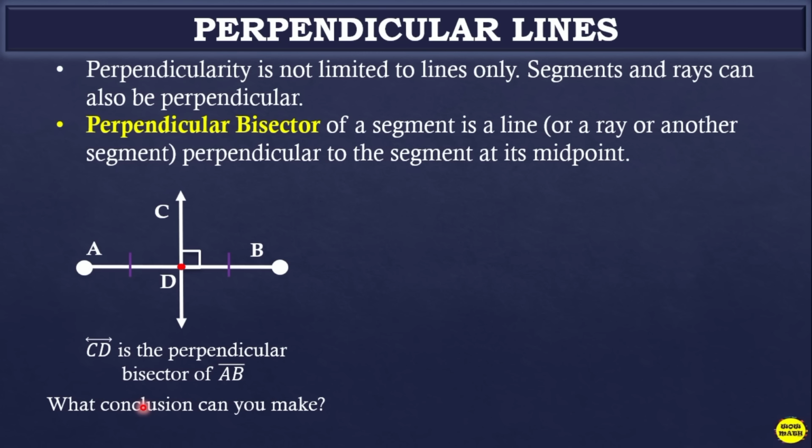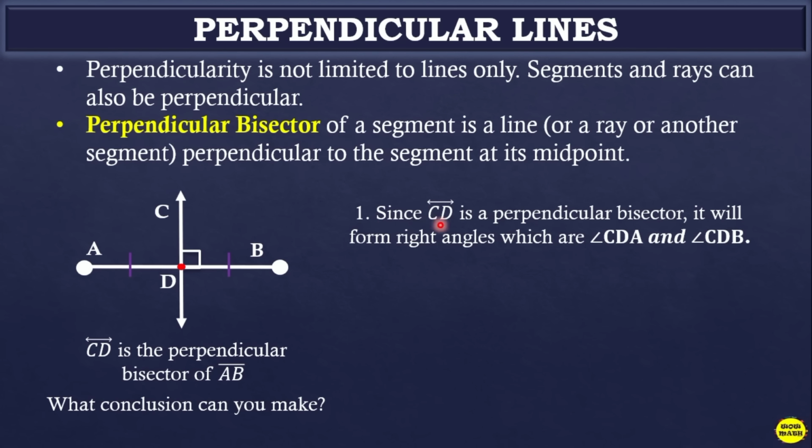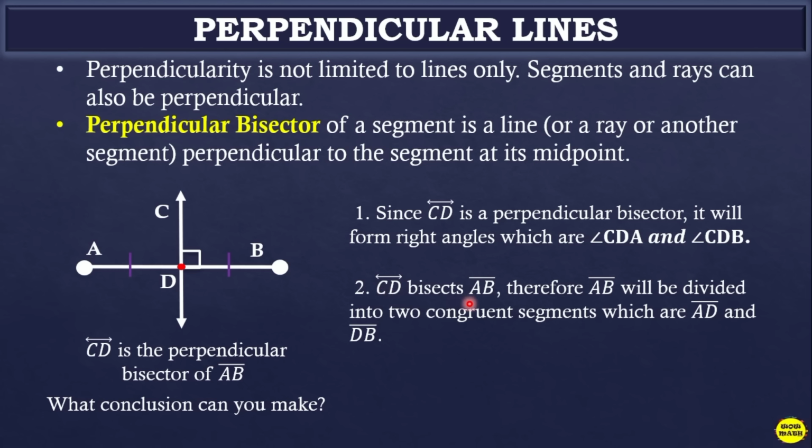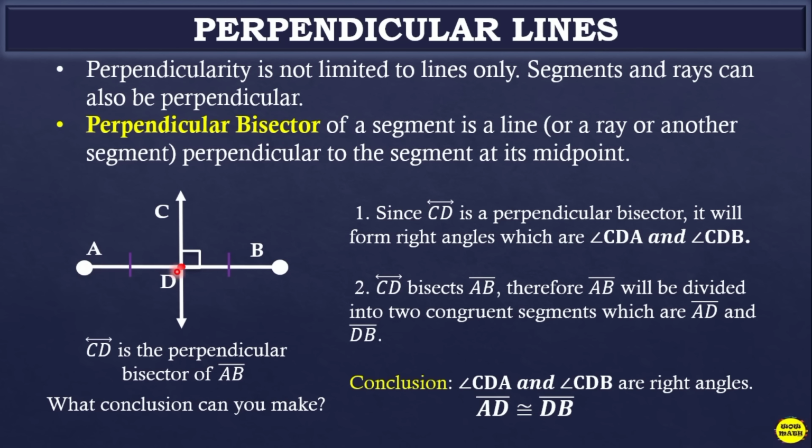So, given this figure, what conclusion can you make? So, the first one is, since line CD is a perpendicular bisector, therefore, it will form right angles. Automatic yan, kapag perpendicular, it will form right angles. So, therefore, angle CDA and CDB are right angles. And then number 2, since line CD bisects segment AB, therefore segment AB will be divided into two congruent segments, which are segment AD and segment DB. So, yun po ang trabaho ng perpendicular bisector. So, based dito sa ating mga statements, anong conclusion ang mabubuo natin? That angle CDA and angle CDB are right angles since perpendicular bisector, magfo-form yan ng right angles. And another one is segment AD is congruent to segment DB. Since perpendicular bisector siya, magfo-form po yan ng two congruent segments. So, ito po ang ating conclusion.